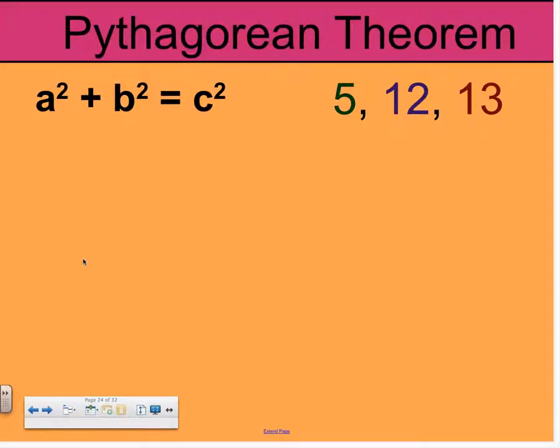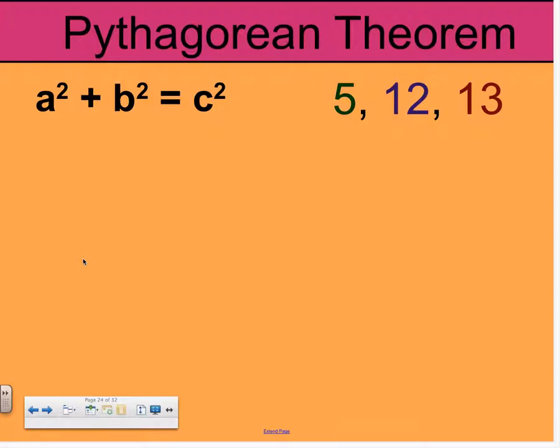In the first two examples, we used the Pythagorean theorem to solve a missing side of a triangle. So we were told that these triangles were right triangles. Therefore, we knew the Pythagorean theorem applied, and we used it to find the missing side.